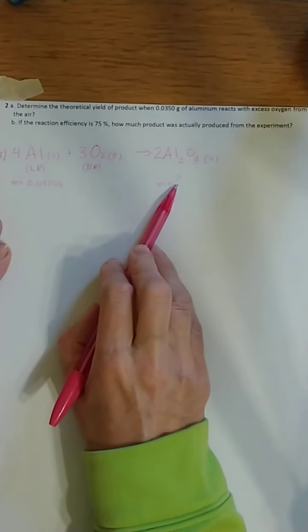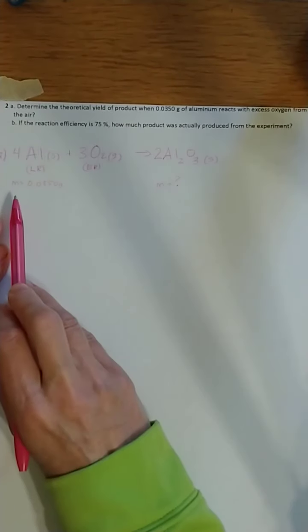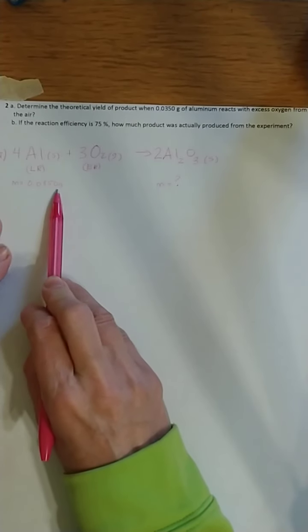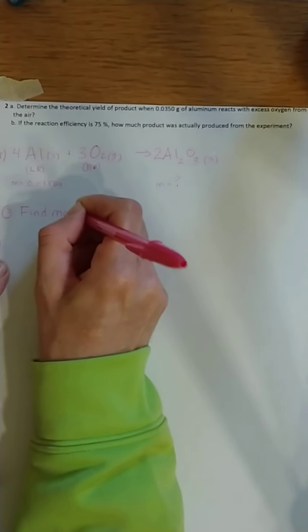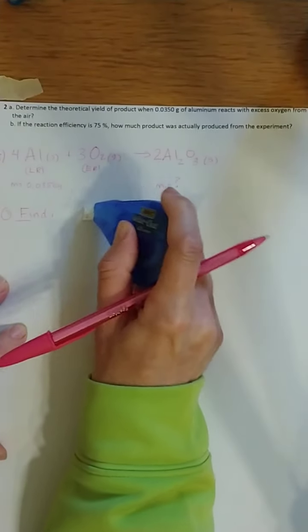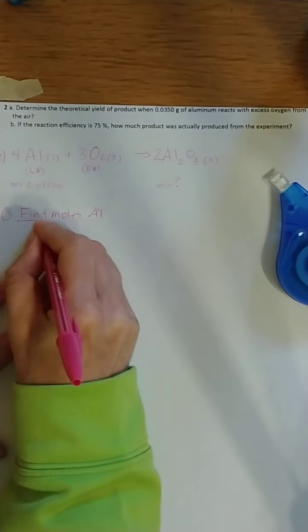So if you set up your equation, this is where we're starting, this is where we're going, so we have to build a bridge to go from aluminum to aluminum oxide. That bridge is the mole ratio. Well, to use a mole ratio, you need moles. Grams is not moles. So the first thing we're going to do is you're going to find your mass of Al. Or sorry, not your mass, your moles. Sorry about that. So let's change that here. Okay, so you're going to find your moles of Al. That's the first thing you're going to do.